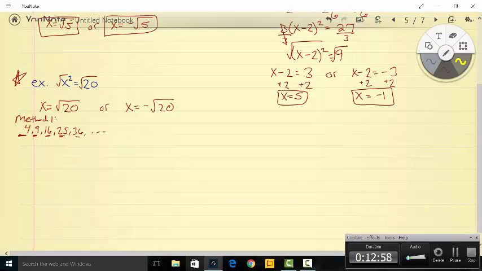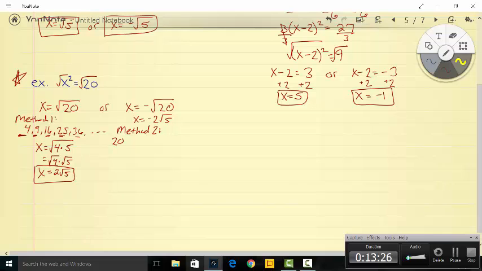So 4 goes into 20 5 times. So we're going to rewrite 20 as 4 times 5, which then can be written as the square root of 4 times the square root of 5. And we know that the square root of 4 is 2. So the answer is 2 radical 5. And then obviously this would be negative 2 radical 5. Now that's one way to simplify radicals, and that might have been how you learned it.